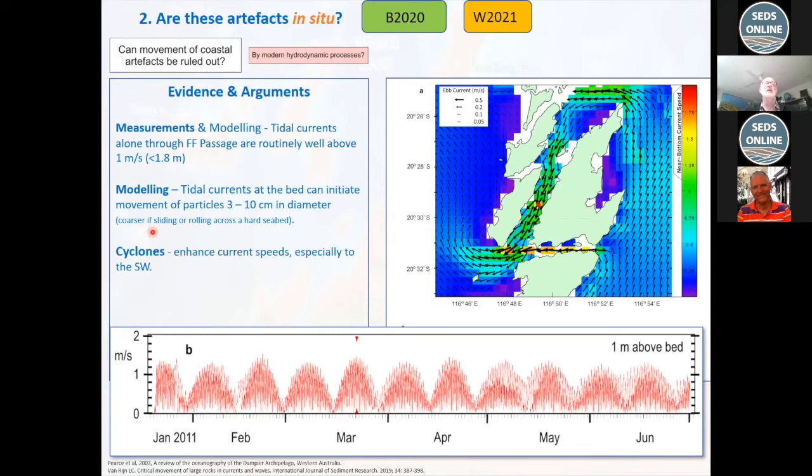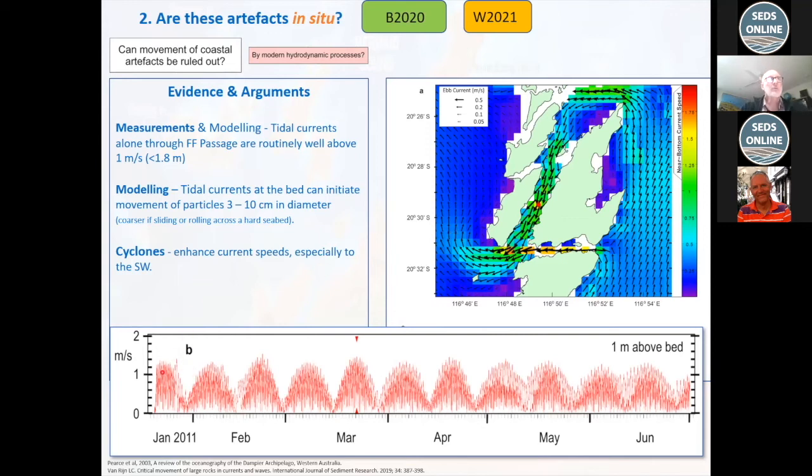Thirdly, cyclones enhance current speeds. They enhance current speeds because when you have a wind that blows along the shelf, it tends to bank water up against one side of an archipelago and enhance the currents that move through that archipelago.